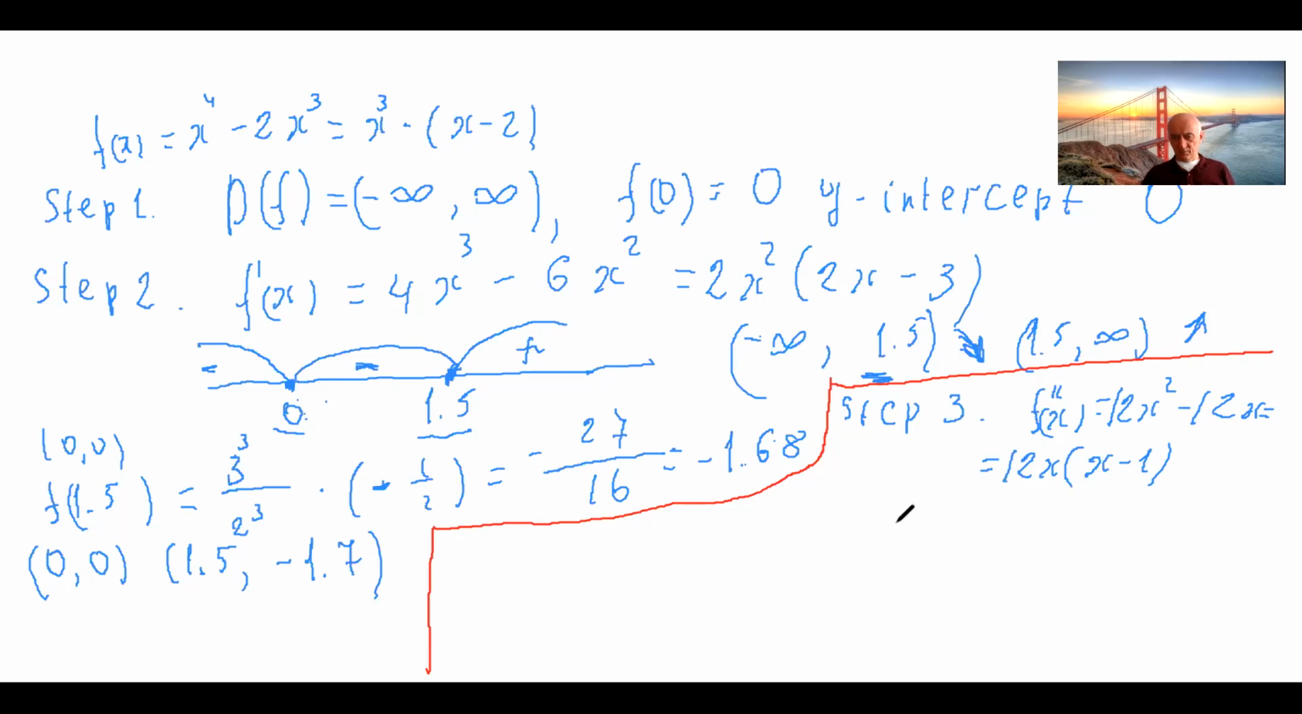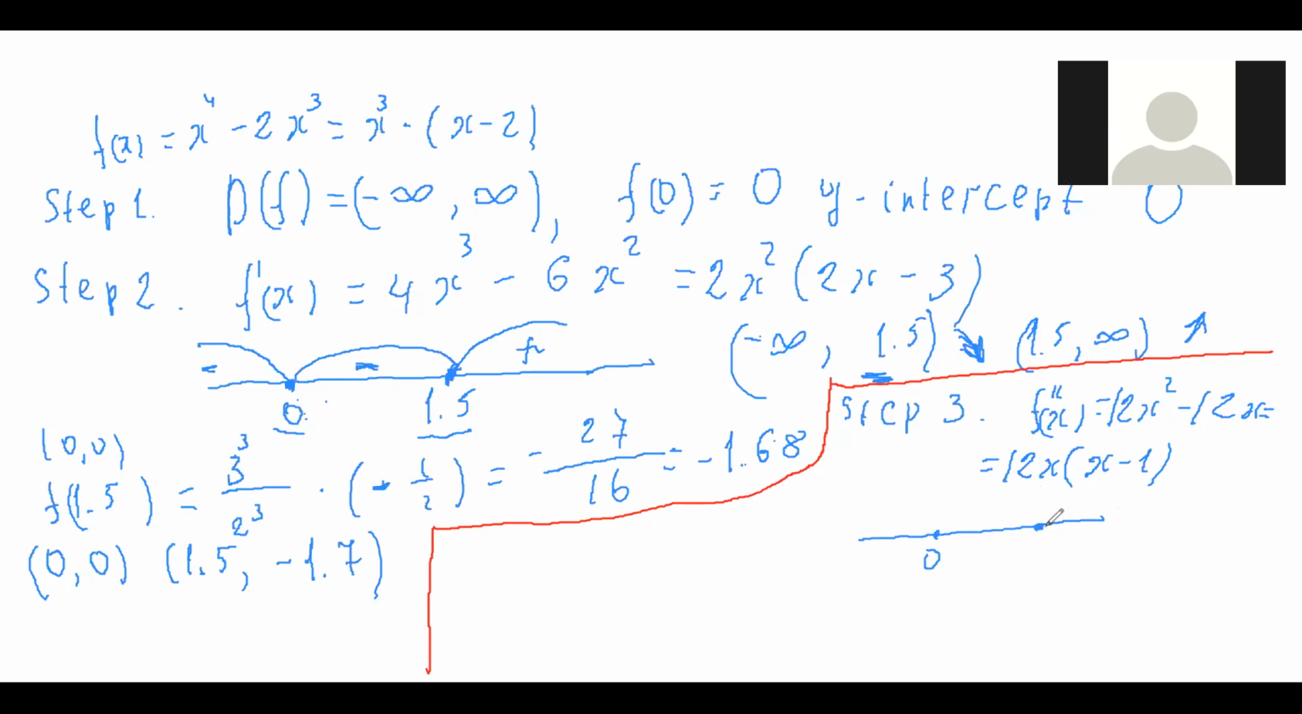Okay, now we need to construct a sign chart, but this sign chart is different from the previous sign chart, because this sign chart will be for the second derivative. So here, for the second derivative, we have the sign chart. Here we have 0. And what is the other point? 0 and 1. 0 and 1. Okay.